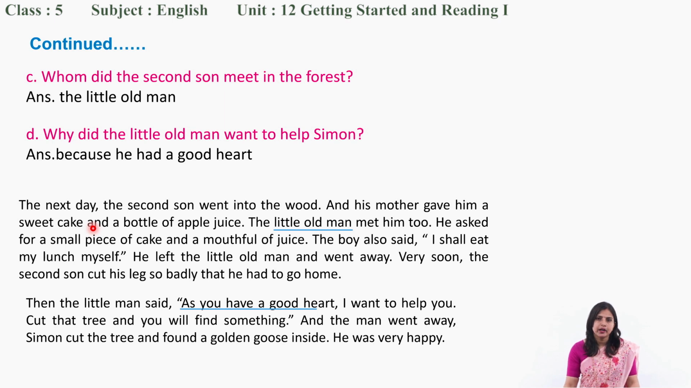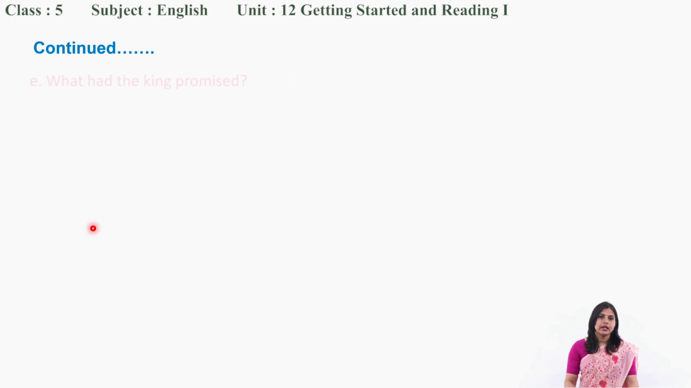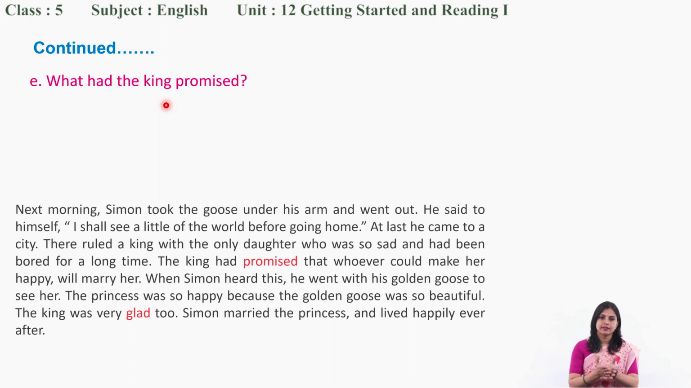Why did he have a good heart? Why do you think? Yes, because he shared his food, that little food, with the old man. Yes, so he had a good heart. That's why the old man wanted to help him. The next question is, what had the king promised? What had the king promised? See there and tell me.